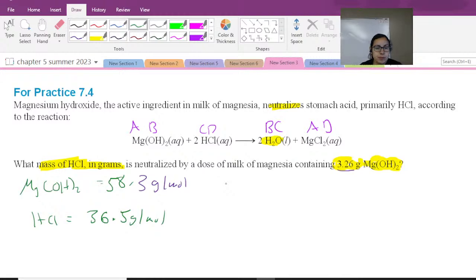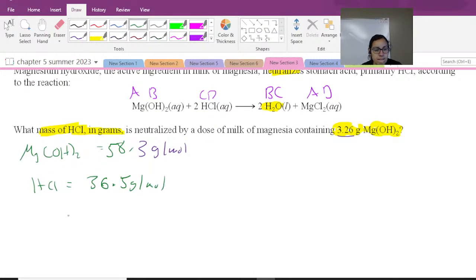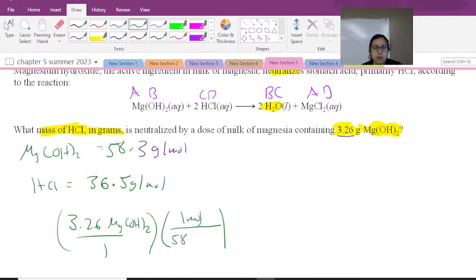So then I took the 3.26 grams of Mg(OH)2 over 1, and then I multiplied it by 1 mole over 58.3 grams, because 1 mole of that equals 58.3 grams. And then I did the conversion of, for every 1 Mg(OH)2, it equals 2 hydrochloric.